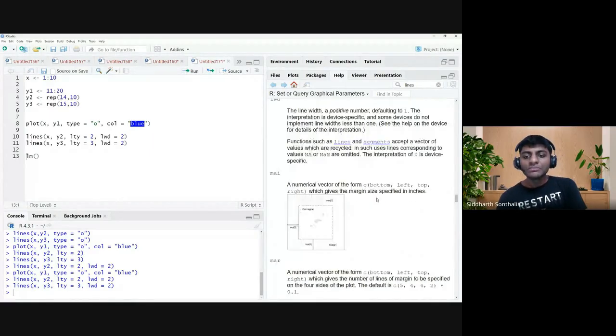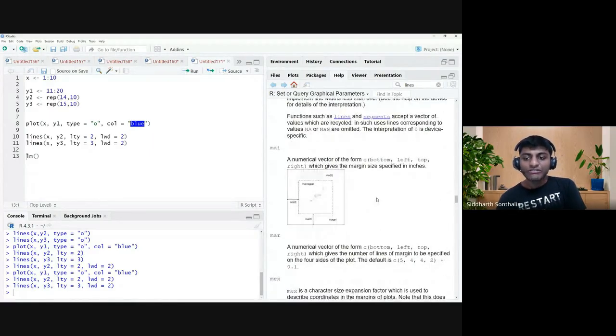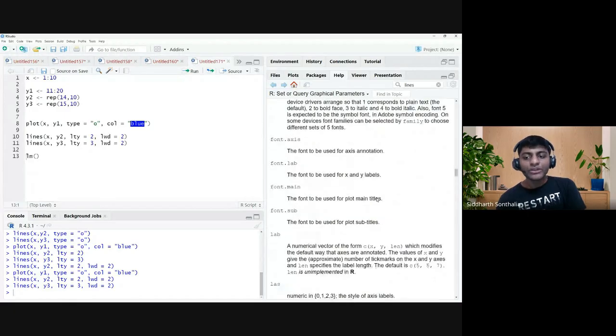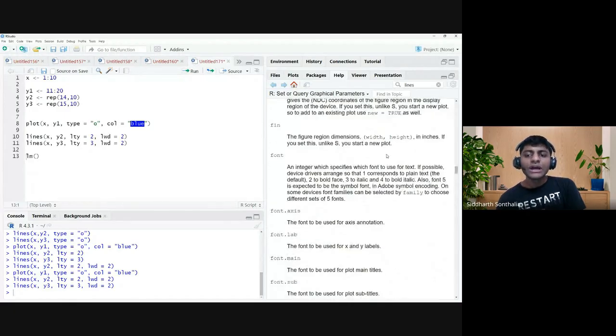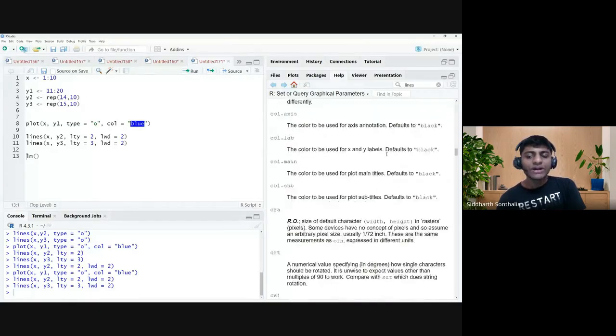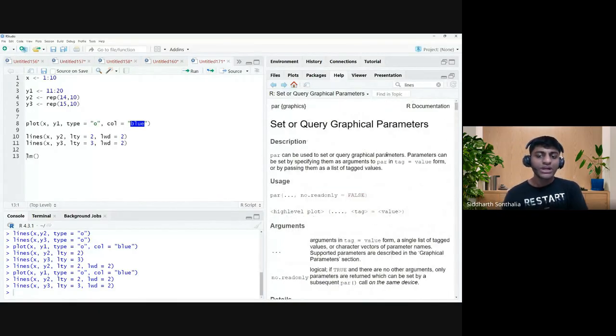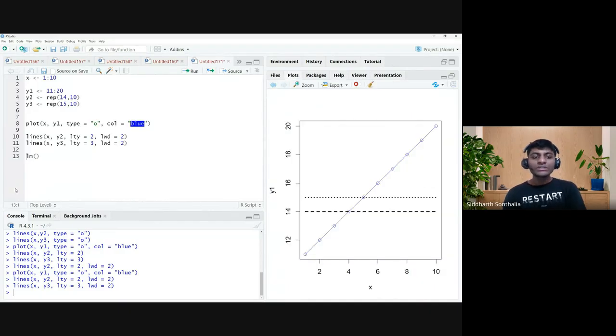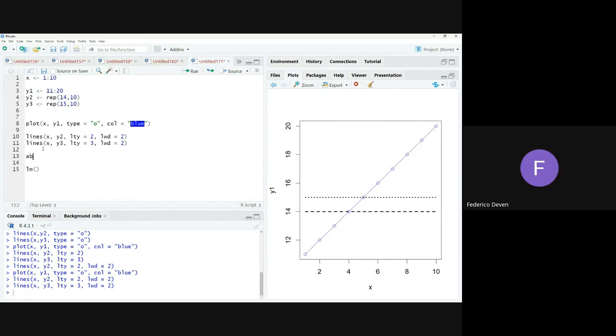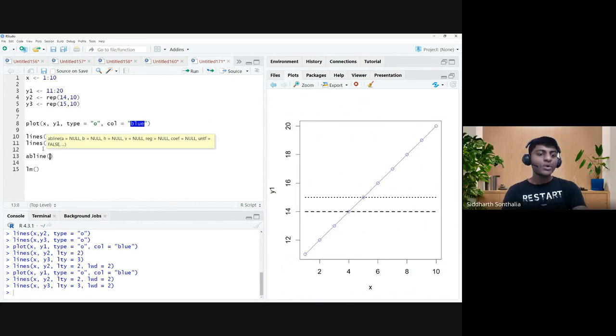A lot of these are available, and you can use all of these arguments, but we have mostly used LTY, LWD, and color. What else? Do you remember this function called abline? No, what does it do?